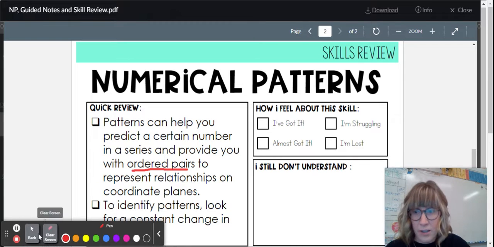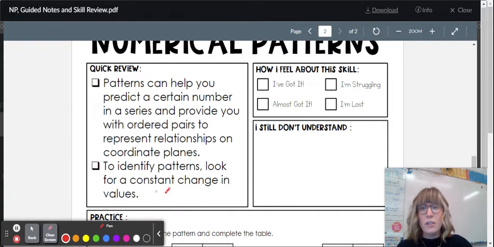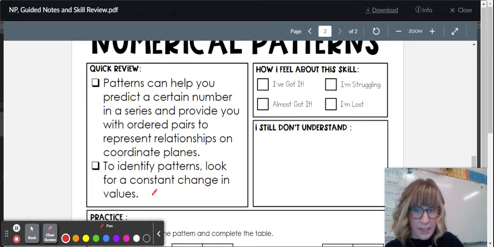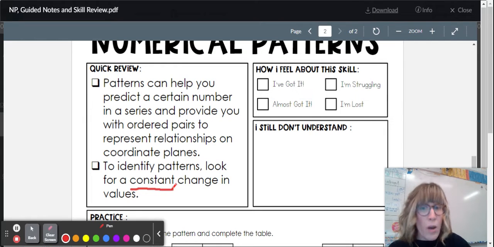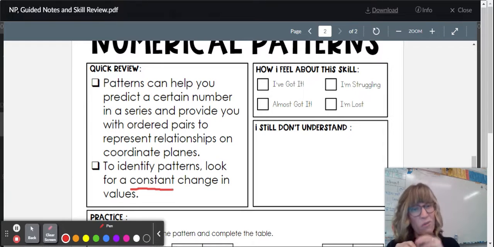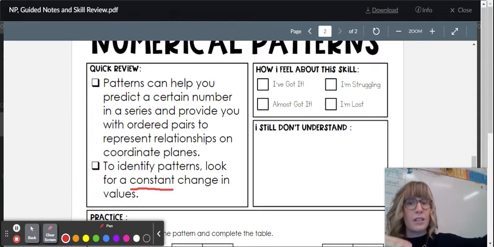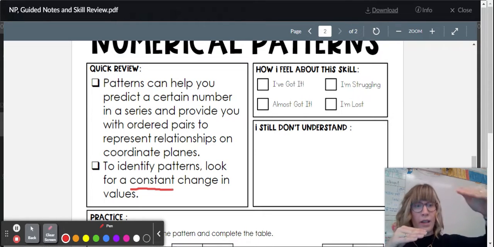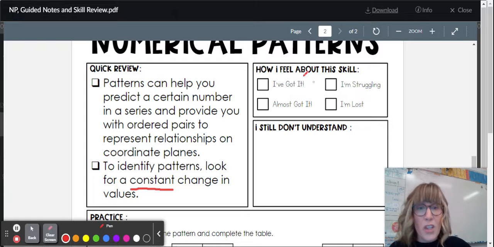To identify patterns, you're going to be looking for a constant change in the values. That word constant is a really big deal because in a pattern, you can't have one thing happen and then something else and then something else, because that implies that it's not a pattern, right? It's not predictable. So in a pattern, you're going to see a predictable thing happening from one step to the next. So you can give yourself a little bit of a check-in over here.